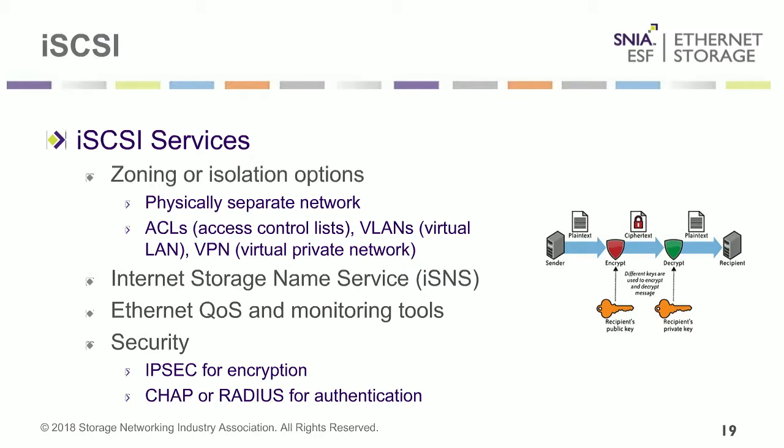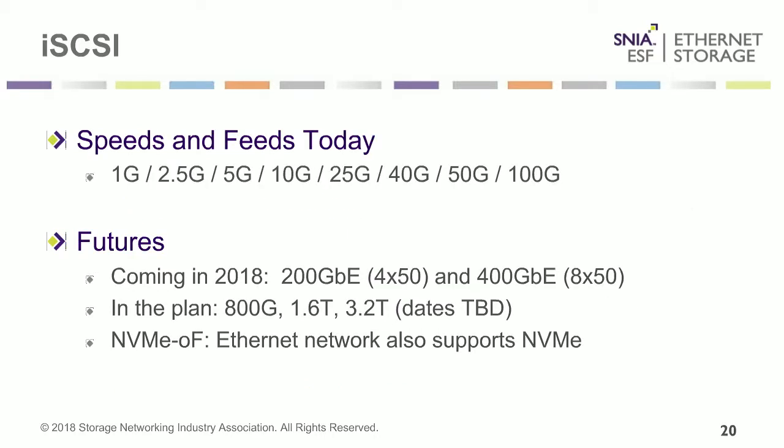And then on the QoS and monitoring side, you have a lot of Ethernet tools. So you can use some of them or all of them or none of them. Ethernet has, of course, developed a lot of these types of tools for monitoring and management and even QoS. But you have to decide which ones you're going to use or if you're going to use them at all. On the security side, there's IPsec for encryption, so it's encrypting at the TCP/IP level. And then there's CHAP or RADIUS for authentication if you want to verify that the right people are connecting to the right servers.